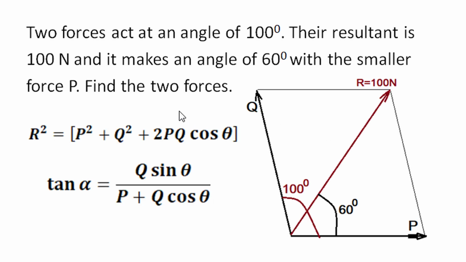In this new problem, we are given that two forces P and Q act at an angle of 100 degrees, and the resultant has a magnitude of 100 Newton, and the resultant makes an angle of 60 degrees with force P. We have to find the two unknown forces P and Q. So in this example, we'll use both the relation for the magnitude of the resultant and the direction of the resultant with force P, and we'll prepare two equations in two unknowns P and Q, and we'll solve those two algebraic equations to find the values of P and Q.